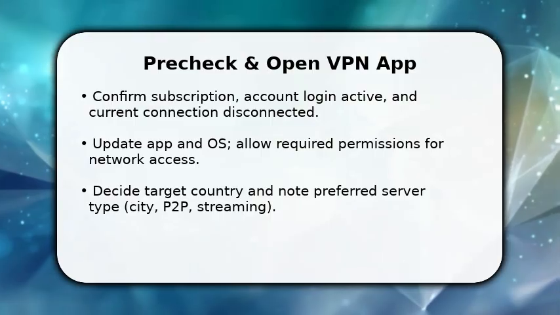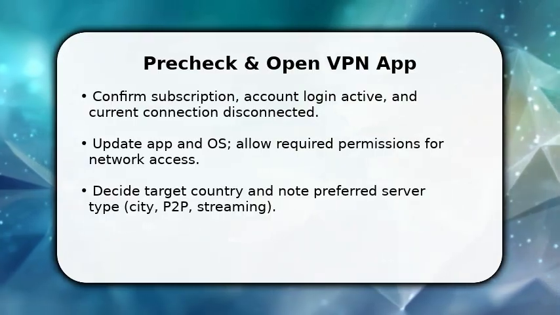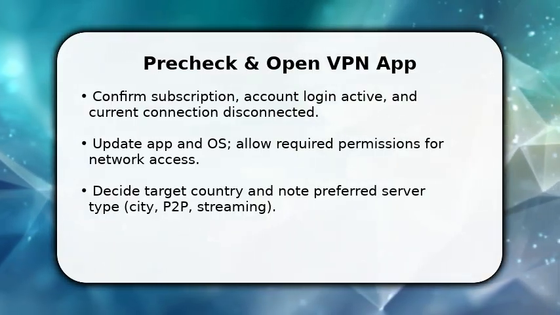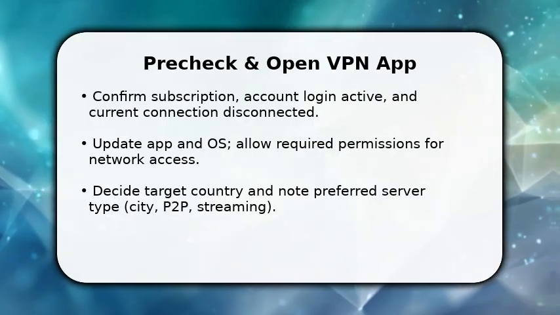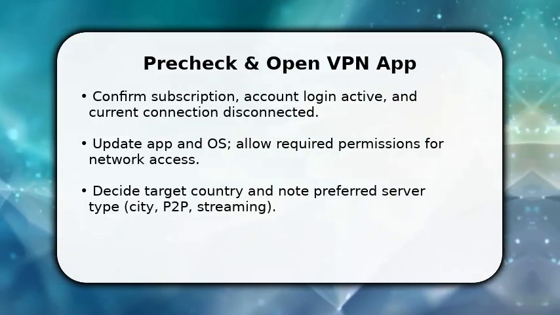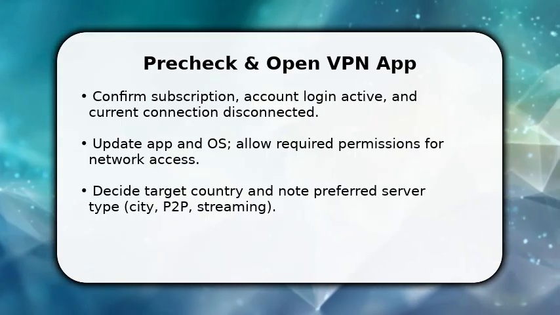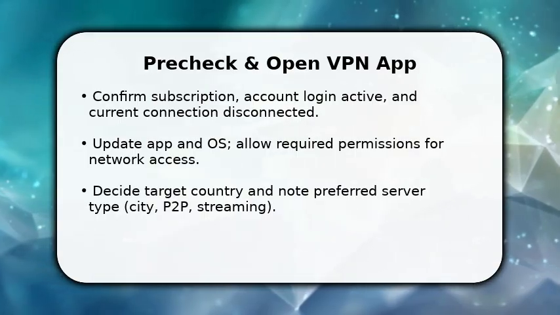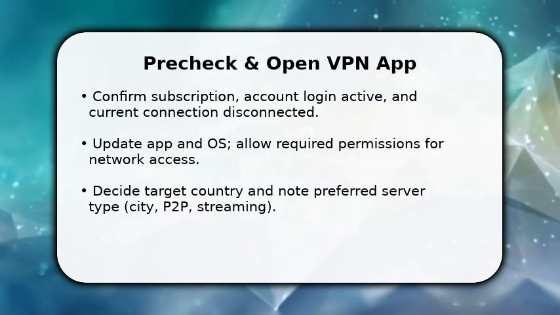You start by confirming essentials. Your subscription is active, you're logged in, and any existing VPN connection is disconnected. Once done, open the VPN app and make sure it's updated. Outdated clients can fail when switching locations.